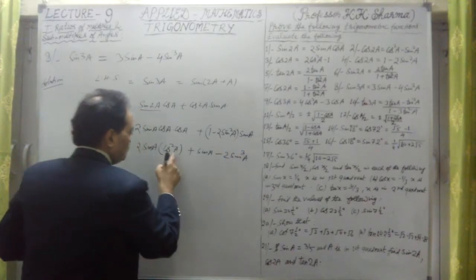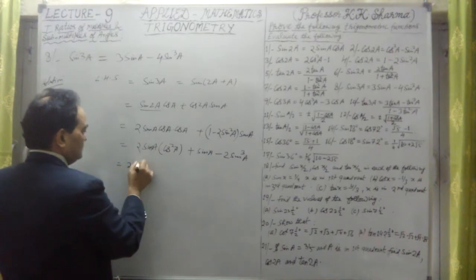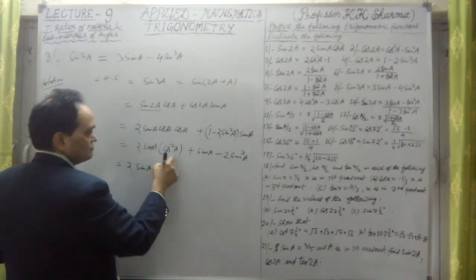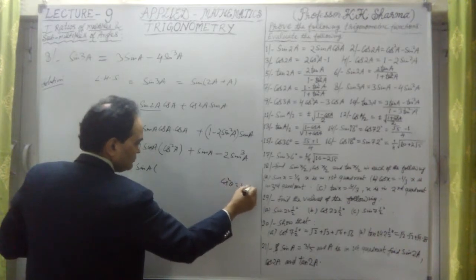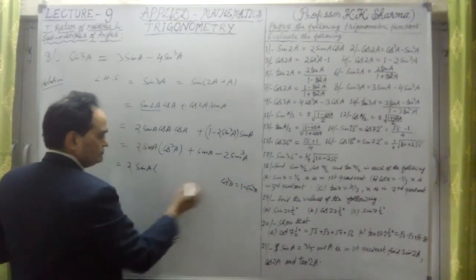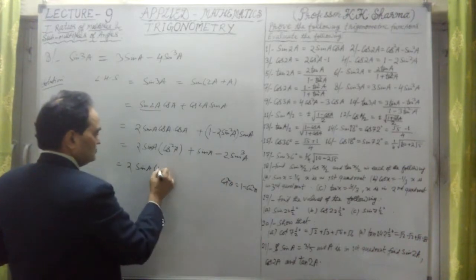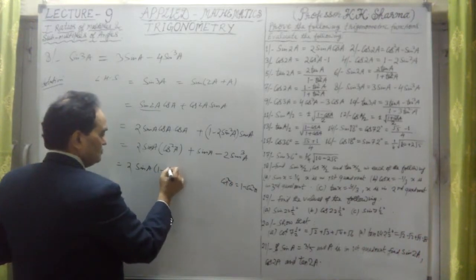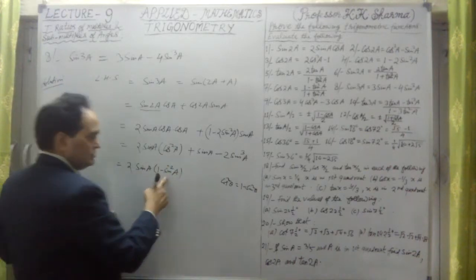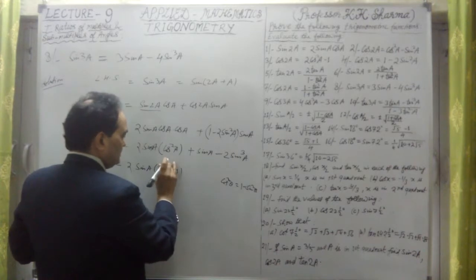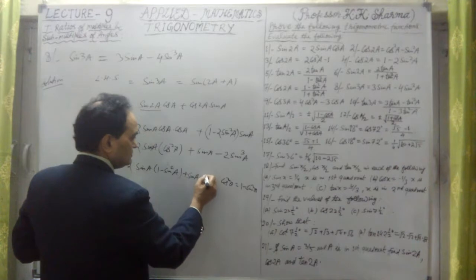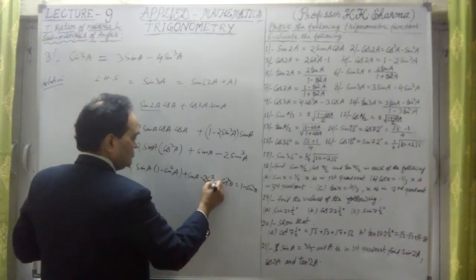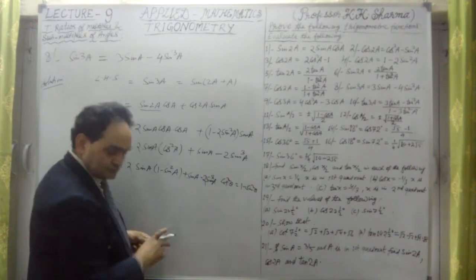Alright, now cos square A is further to be written in terms of sine. Now we know that cos square theta is equal to 1 minus sine square theta. That we can substitute here, 1 minus sine square A, because cos square A is 1 minus sine square A. So this is plus sine A minus 2 sine cube, this one.